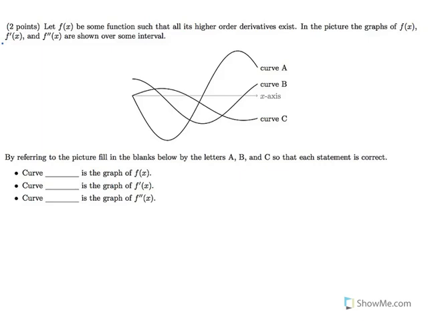This question is about the relationship between the graph of a function and the first and second derivative of that function. Let f of x be some function such that all its higher order derivatives exist. In the picture, graphs of f of x, f prime of x, and f double prime of x are shown over some interval. Basically, we want to find which one is the function, which one is the first derivative, and which one is the second derivative.